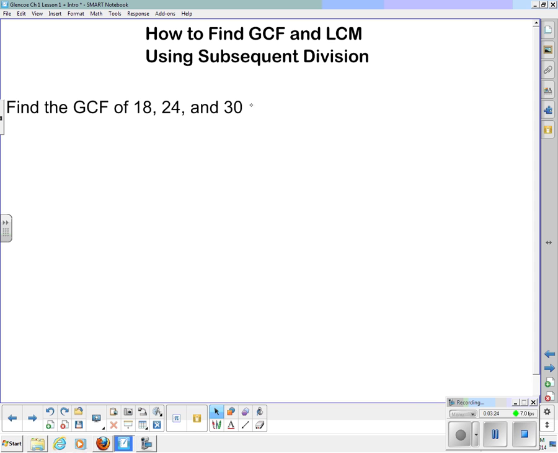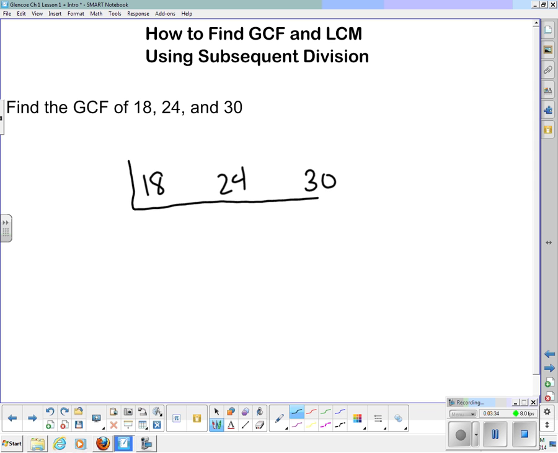Okay? Can we do the same exact process with 3 numbers? Probably. Let's check it out. 18, 24, 30. Give me a small number just because I want to demonstrate what happens when you don't see the big numbers. 2. 2 is definitely a factor of all 3 numbers. 18 divided by 2 is? 9. 24 divided by 2 is? 12. And 30 divided by 2 is? 15.